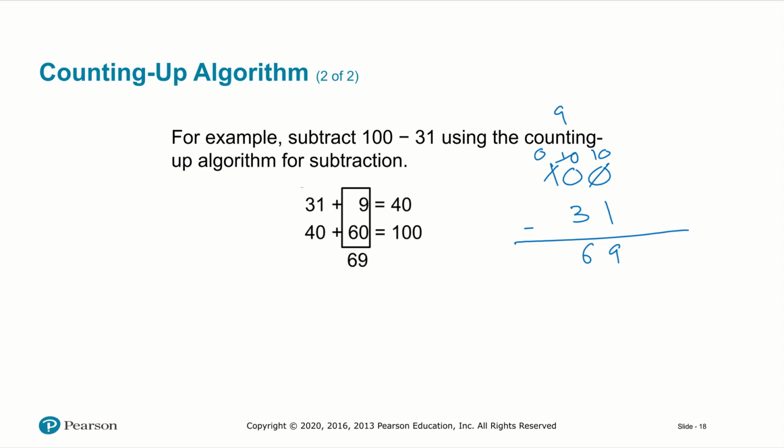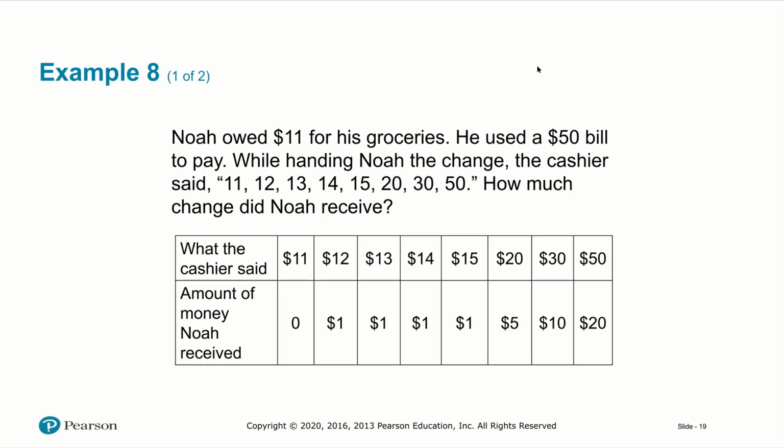All right, so this counting up is a really nice method. You can actually do this kind of thing in your head. Here's a quick application. Noah owed $11 for his groceries. He handed the cashier a $50 bill. When handing Noah the change, the cashier said, okay, started with 11 and then said 12, 13, 14, 15. What is she doing? She's trying to count up to 50, right?